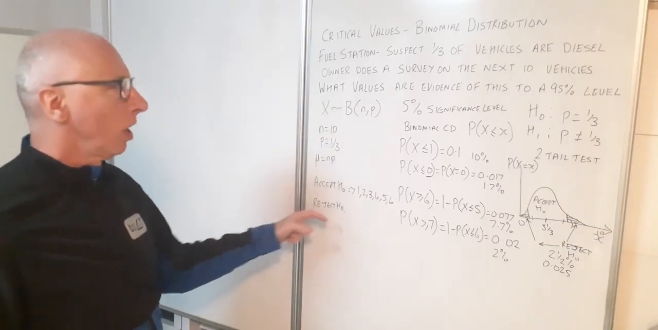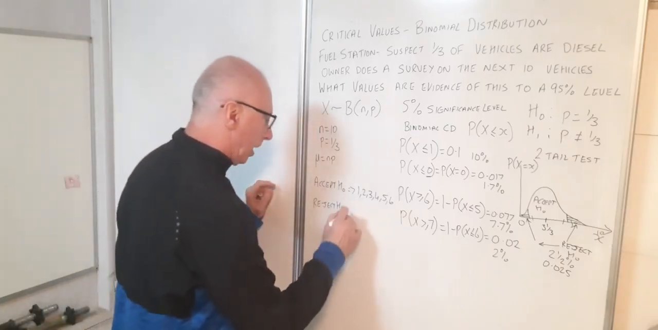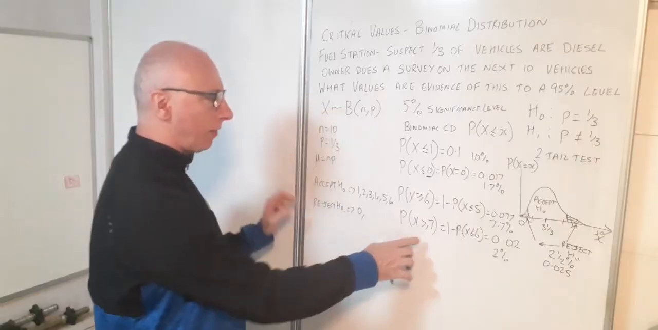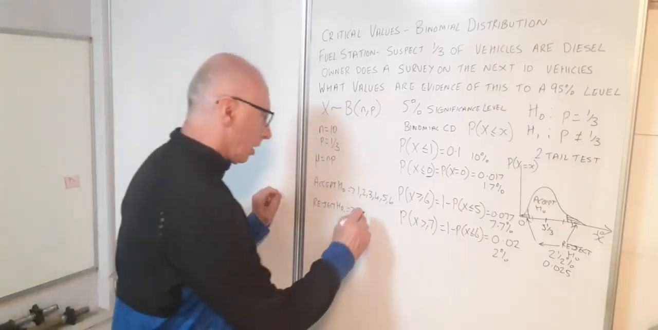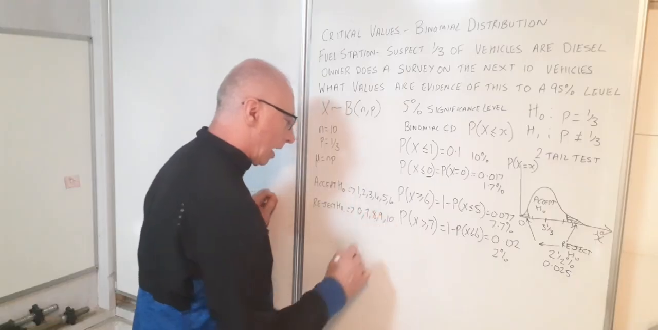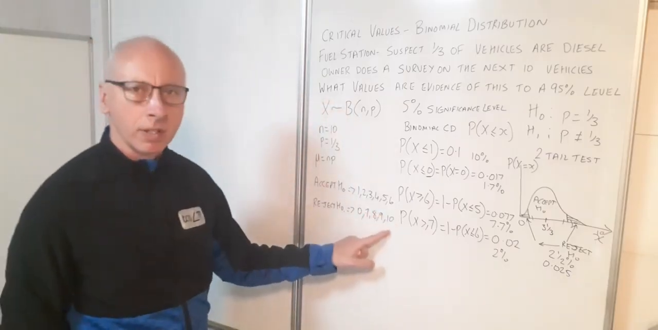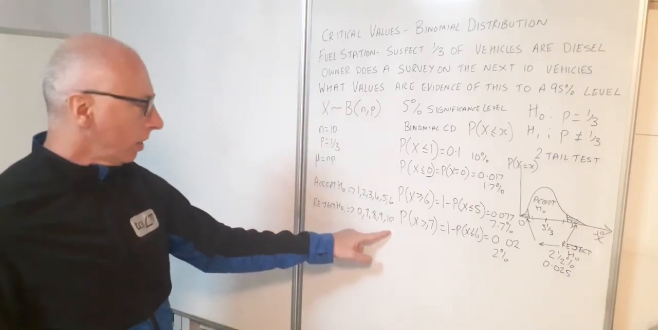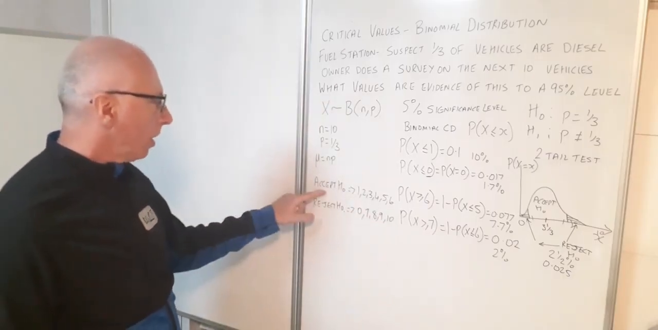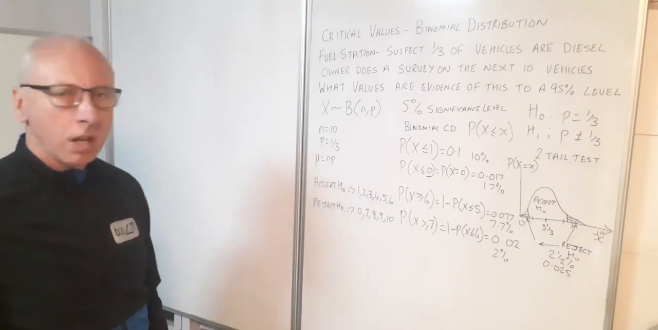Now to reject the null hypothesis, we'll have the numbers that are left. So we'll have 0, and x is greater than or equal to 7, so 7 is included: 7, 8, 9 and 10. This one will be evidence that not a third of the vehicles that turn up are diesel. So that's his rejection values and that's his acceptance values. Okay.